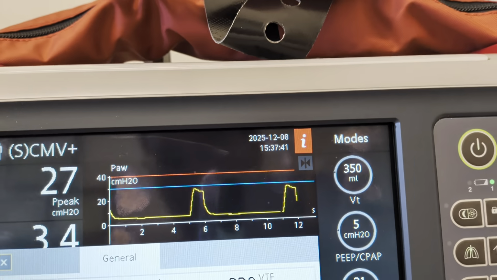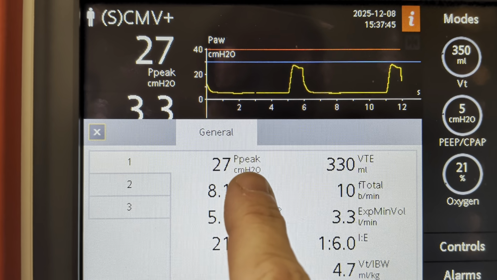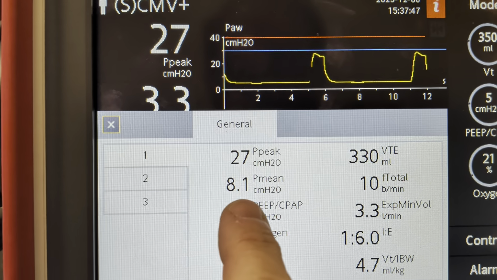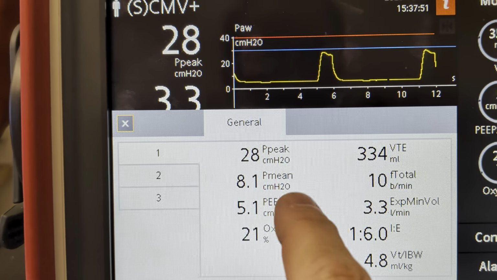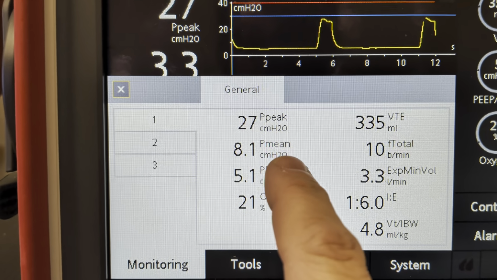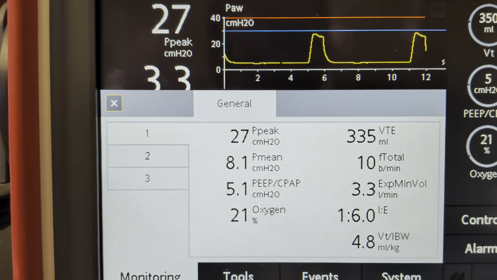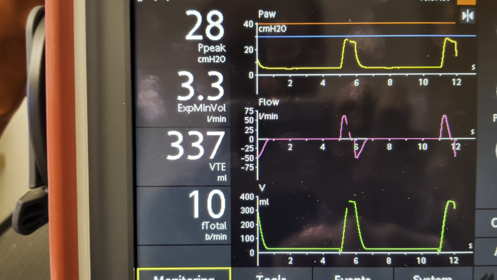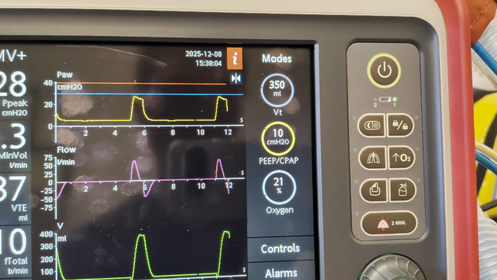And if you look underneath the peak, that's the P peak, that's the peak airway pressure. Underneath that is the P mean. This 8.1 is the mean airway pressure. So you notice it's 8.1, right? And so what I'm going to do is I'm going to get out of this and I'm going to increase my PEEP to 10 here.